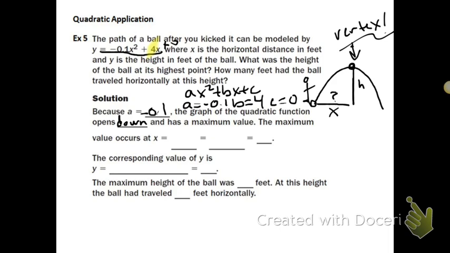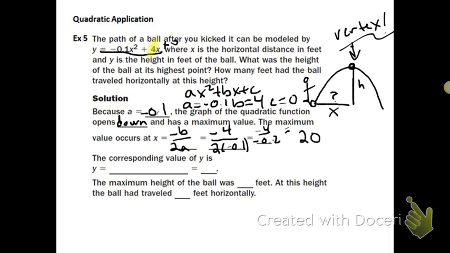Now, if we're graphing from standard form, the x-coordinate is negative b over twice a. So I'm going to do the opposite of b, which is negative 4, over twice the a value, negative 0.1. That's going to be negative 4 over negative 0.2. And I think if you divide those, you're going to get 20. You might want to double check me, but I'm pretty sure 0.2 is 1/5, and if you divide 4 by 1/5, you're really multiplying 4 times 5, and you're going to get 20.